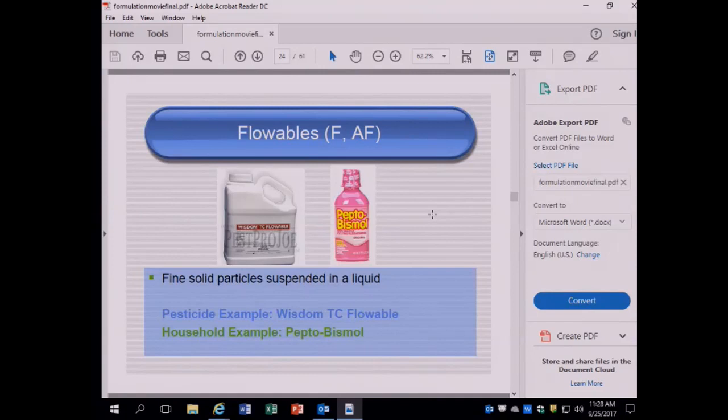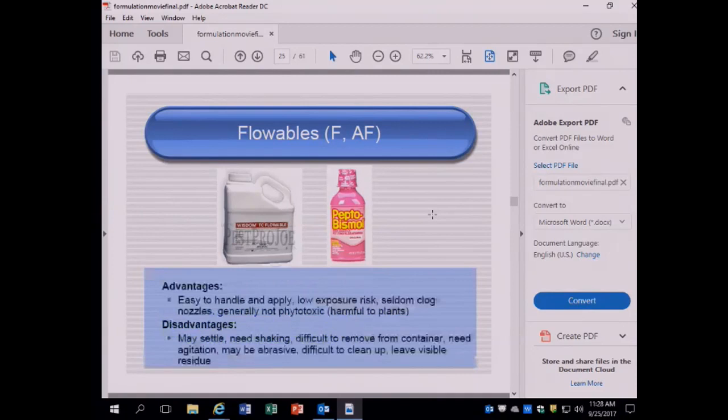I hope you don't get in a physical condition where you need Pepto-Bismol. But the advantages: it's easy to handle and apply, low exposure risk, seldom clogs your nozzles, generally not phytotoxic. Disadvantages are it may settle, requires shaking, difficult to remove from the container, will need agitation, may be abrasive, difficult to clean up, and leaves a visible residue. And it's Pepto-Bismol in every description.